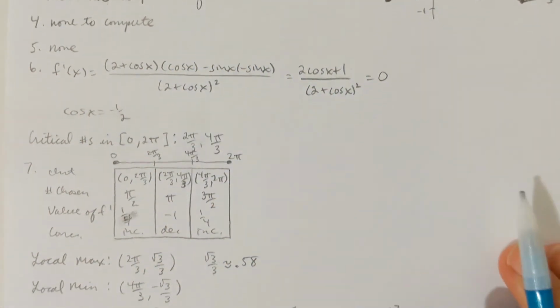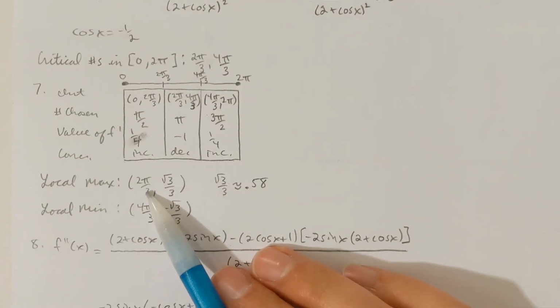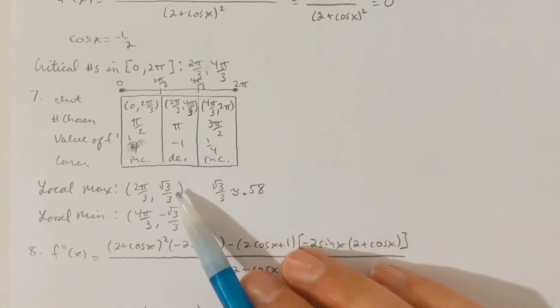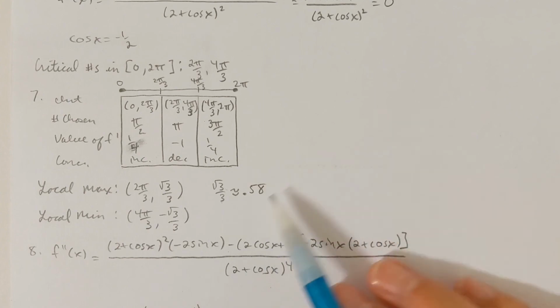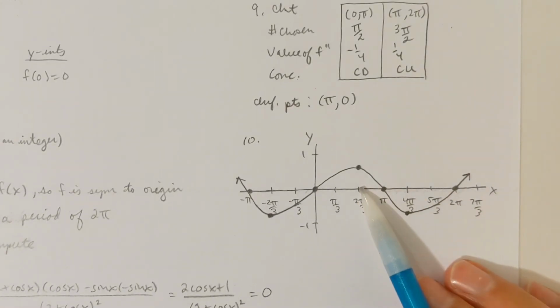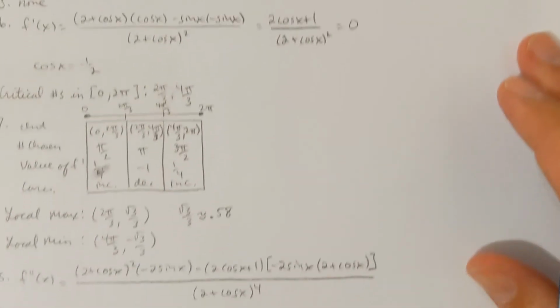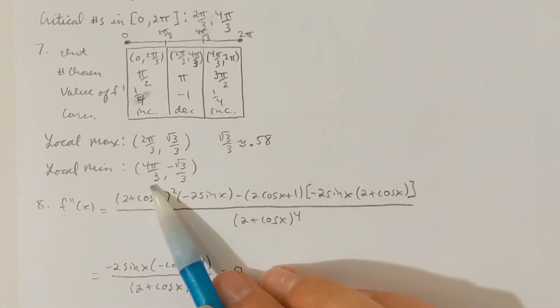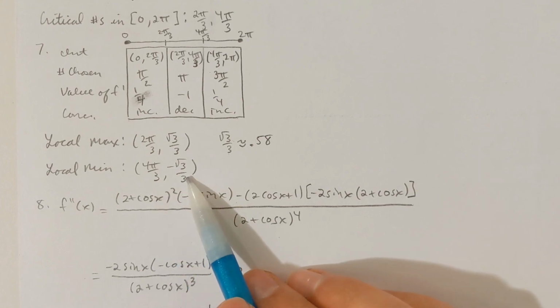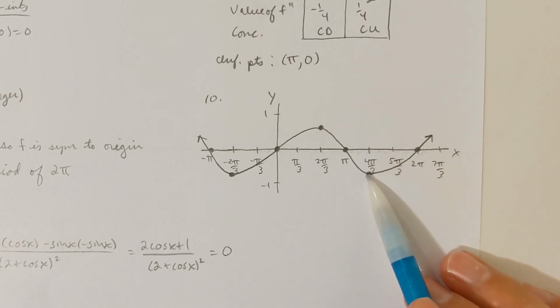There's no asymptotes. We've got a max at 2 pi over 3, root 3 over 3. Root 3 over 3 is roughly about 0.58. So here's 2 pi over 3, come up to a height of roughly 0.58. And then we've also got a local min at 4 pi over 3, and then negative 0.58 roughly. So here's 4 pi over 3, negative 0.58 is down there.